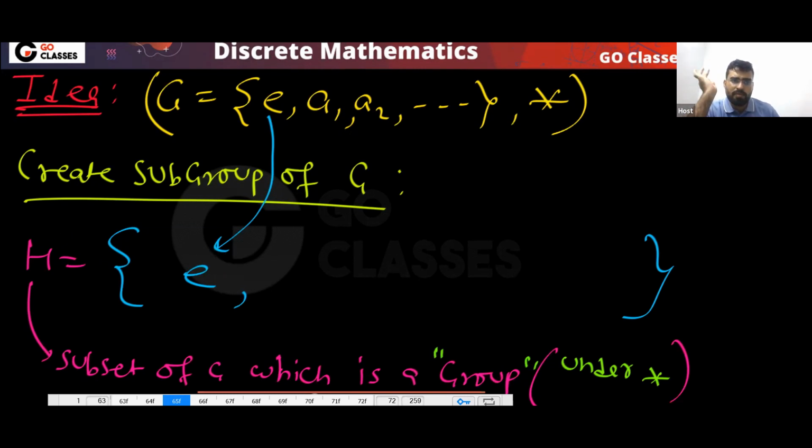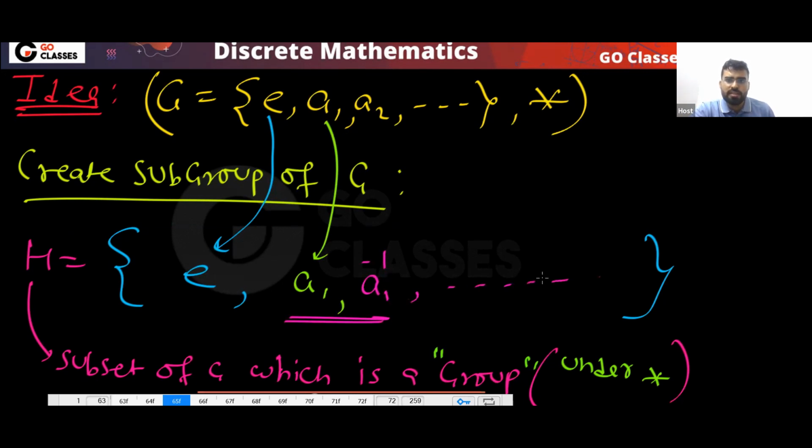Now, just remember one more thing. Let's assume I take A1, then what should happen? I should also take A1 inverse. If I take A1, then I should also take A1 inverse. So this is the idea. This is how you create a subgroup.